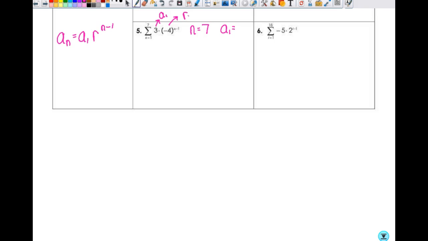Arithmetic, you can't always just pick them out like that, because you could simplify those down. You can't really simplify this down. So we have all that. A1 is 3. It's right there too. So then we just substitute it in. The sum of those first 7 terms is A1, which is 3, times 1 minus a negative 4 to the 7th power, all over 1 minus a negative 4.